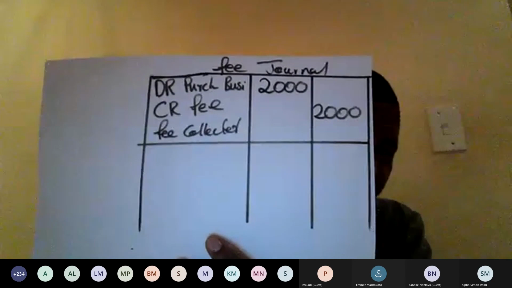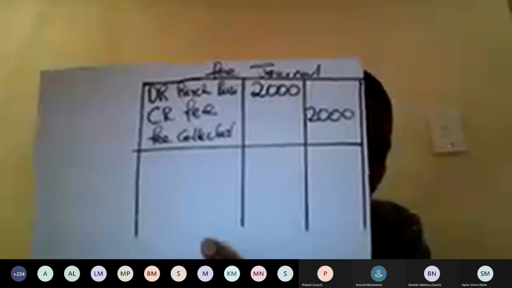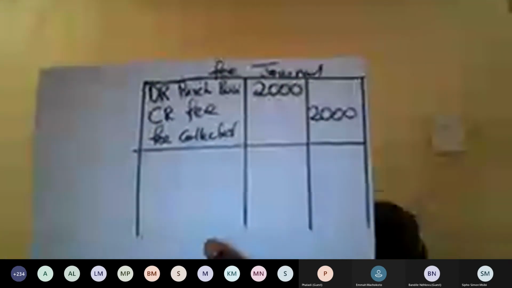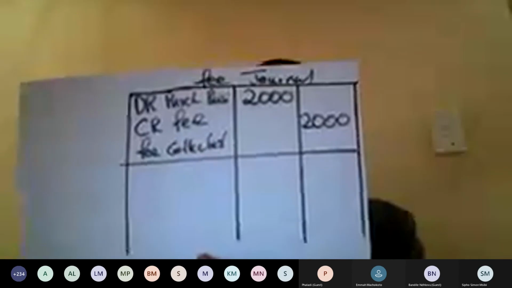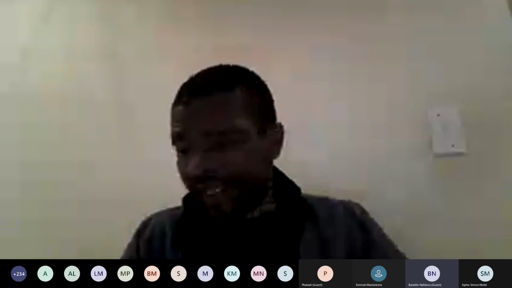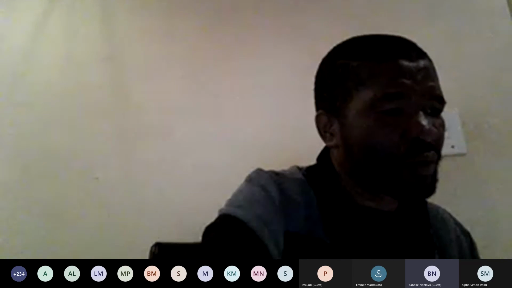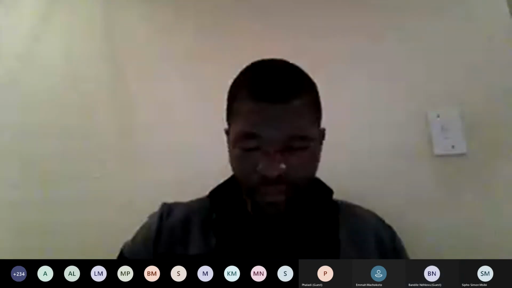Now this fee journal, as it is, you must post to your ledgers. It says here, debit the purchase of business. Do we have the purchase of business on all our accounts? No, we have to open one. We need to open the purchase of business ledger account. Let's open a T account for the purchase of business.